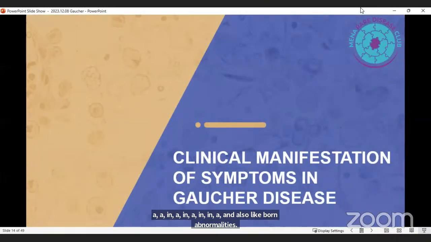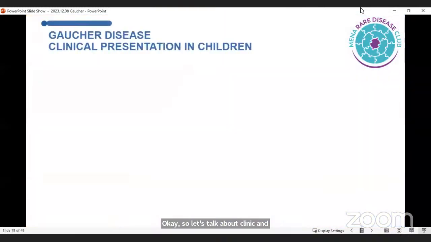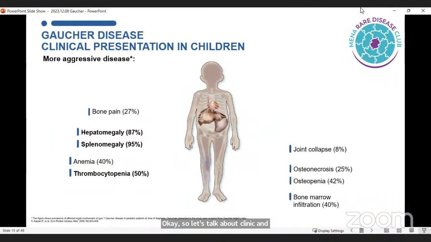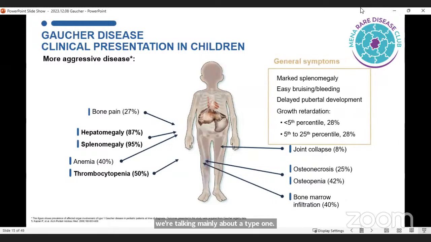Okay, so let's talk about clinical manifestations, and we're talking mainly about type 1. There are 3 main systems that are affected, liver and spleen, blood, and bone. We will talk first about a presentation during childhood.